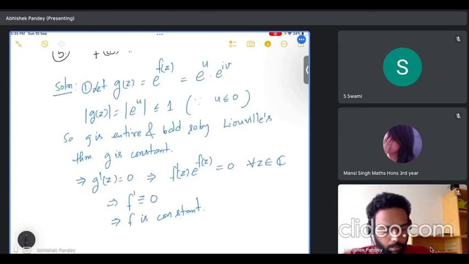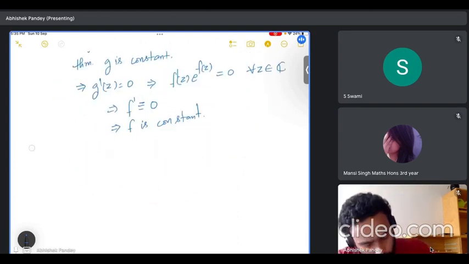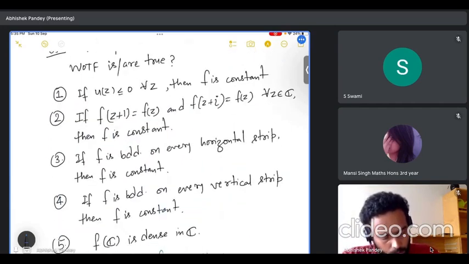Okay, so option 1 is clear. Option 2, okay, so option 2 is on this one. So f of z plus 1, and okay.